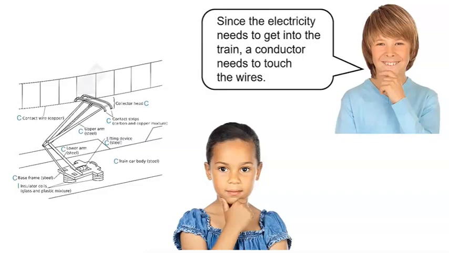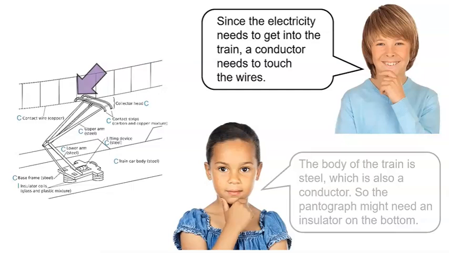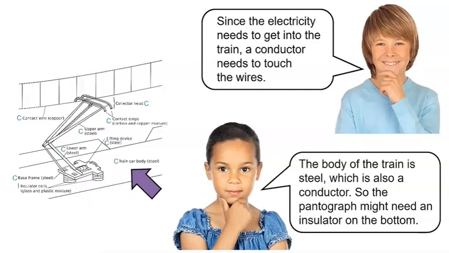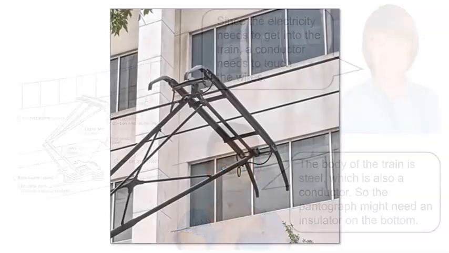Maybe you think that since the electricity needs to get into the train, a conductor needs to touch the wires. I agree. And maybe you said the body of the train is steel, which is also a conductor. So the pantograph might need an insulator on the bottom. That's a great point. Without the insulator coils, electricity would go through the train car body instead of going to the motor. Let's look at this flow of energy in a photograph of a pantograph.